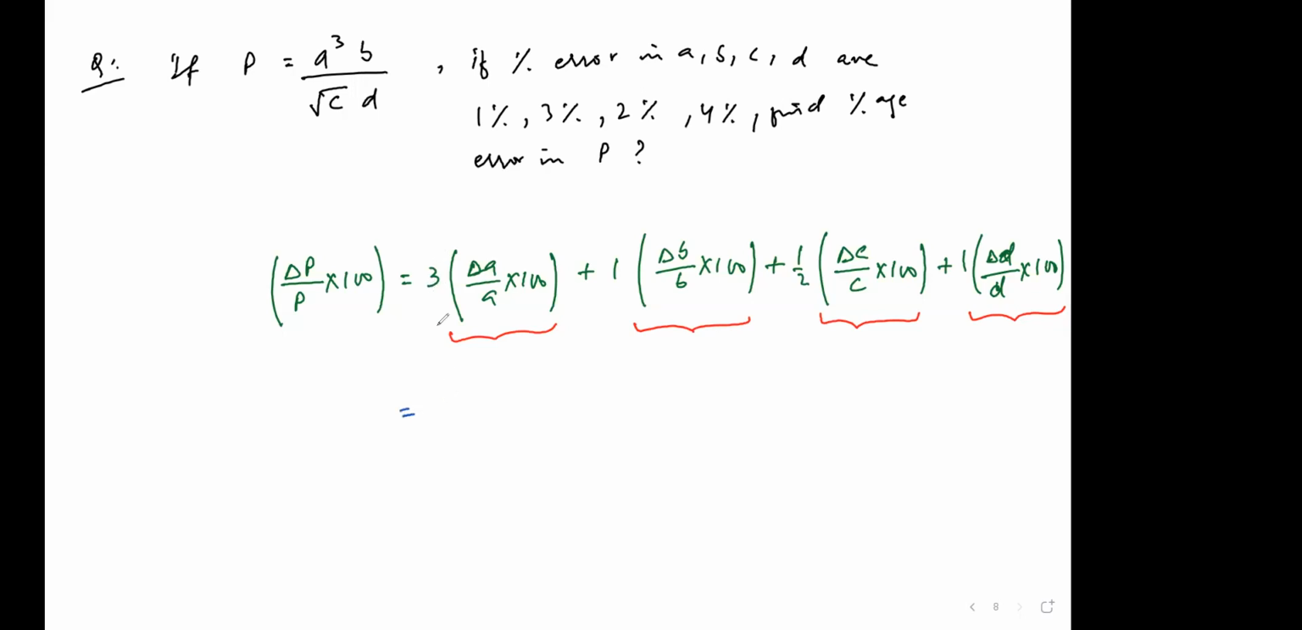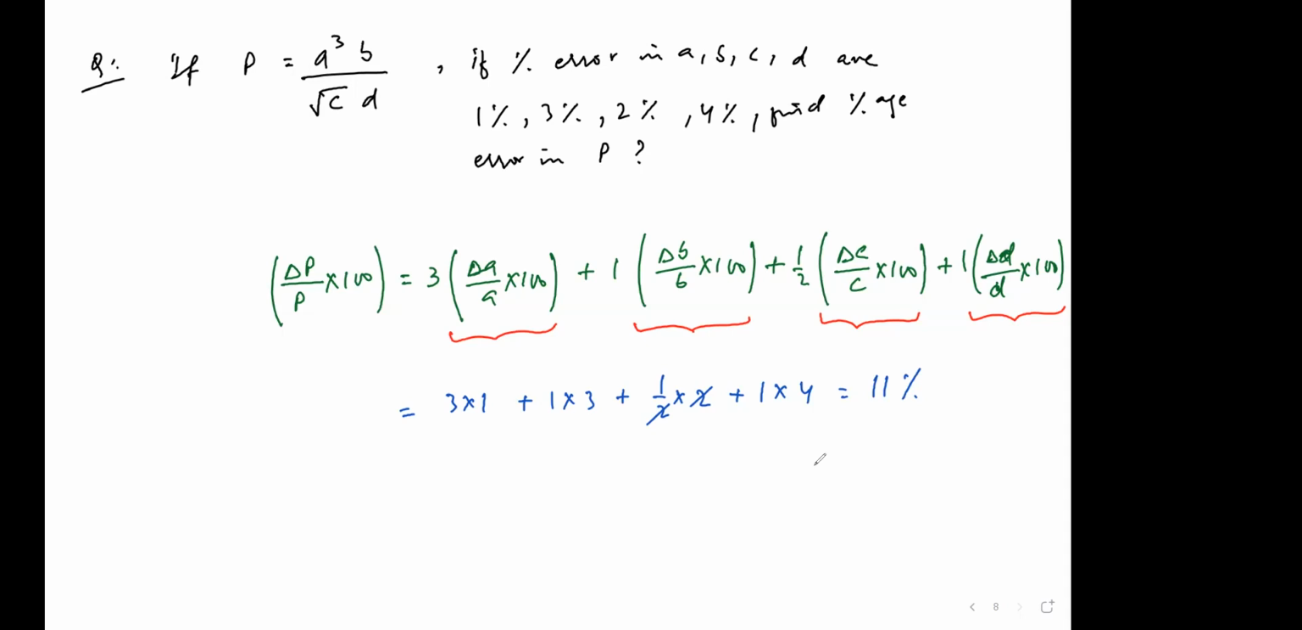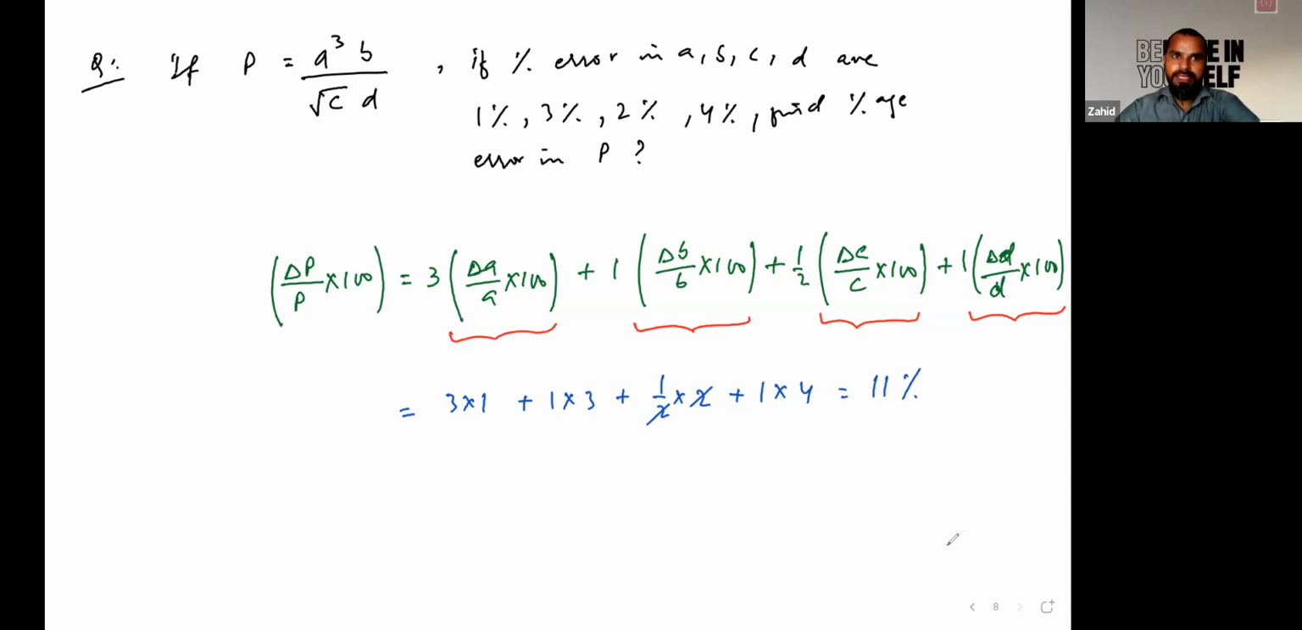So we have 3 and percentage error in A as 1. So it will be 3 into 1 plus 1 into percentage error in B as 3, plus half into percentage error in C as 2, and the last 1 into percentage error in D as 4. So 2 and 2 get cancelled out, leaving 1. 3 plus 3, 6 plus 1, 7 plus 4, 11%. Okay? Yes, sir, I got it. Okay, good. So we have done the whole segment related to the measurement of error.